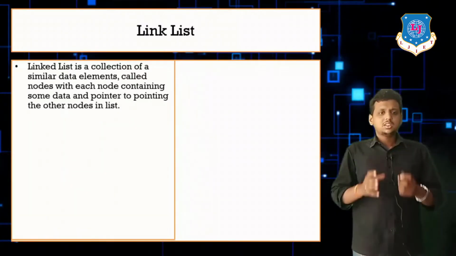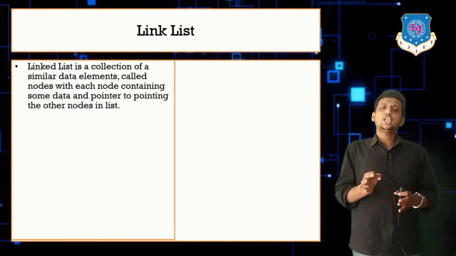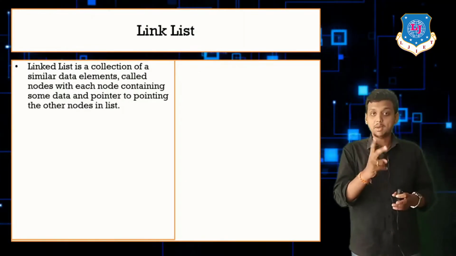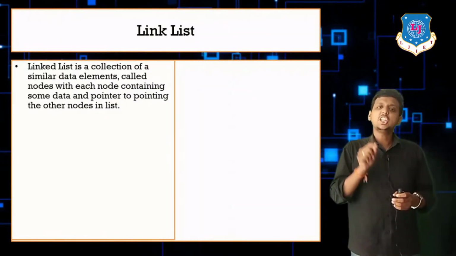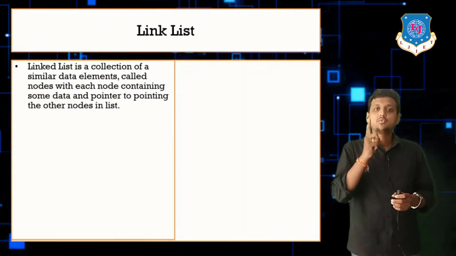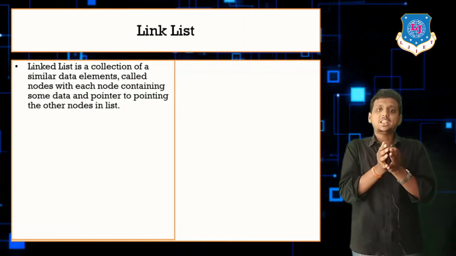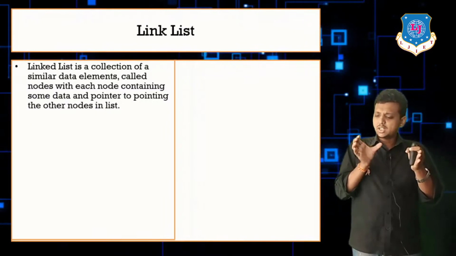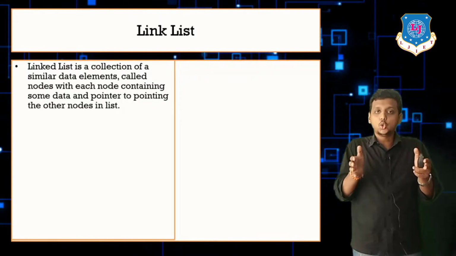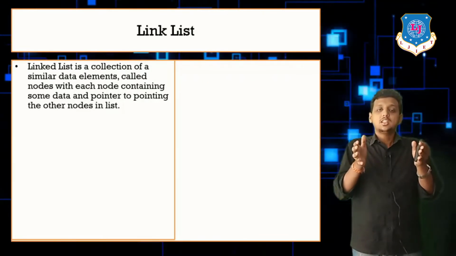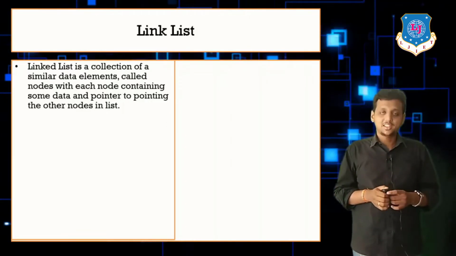So students, the linked list is a collection of nodes where each and every node contains two things. Remember, do not forget this. One is data, one is pointer. So when I take a node, it contains one data and one pointer. The collection of this particular thing is called a node, and when I combine such nodes together, then it becomes a linked list.